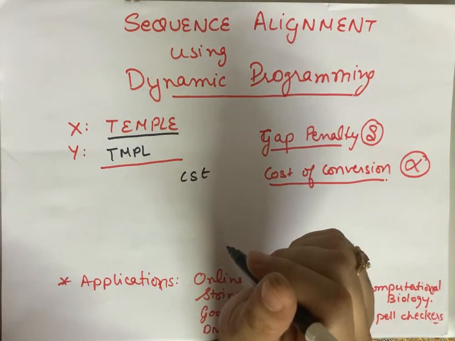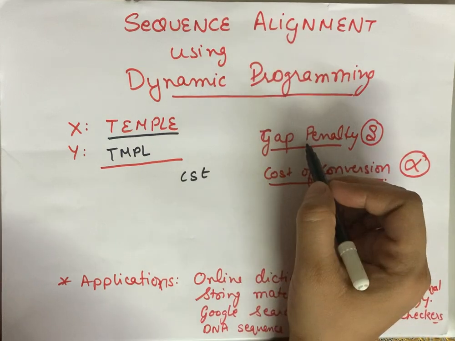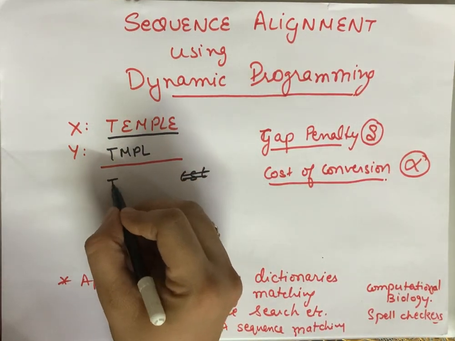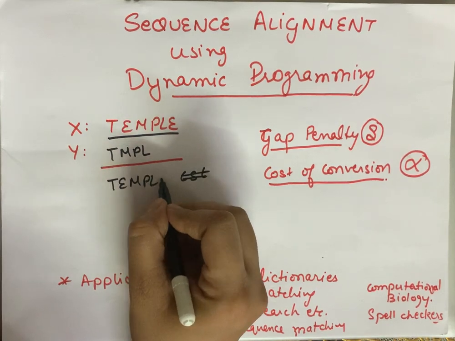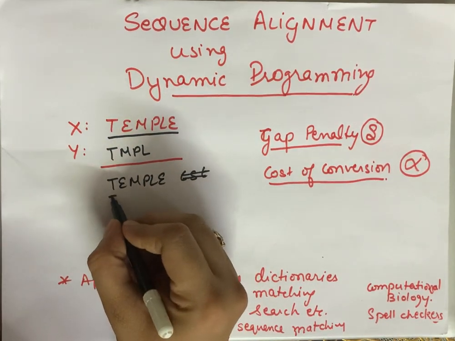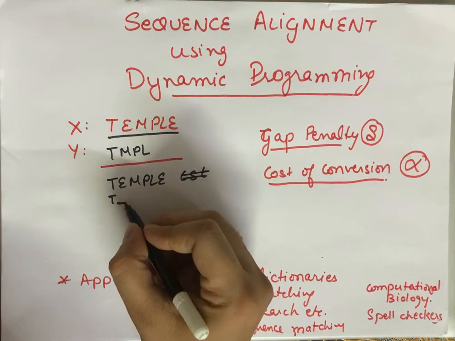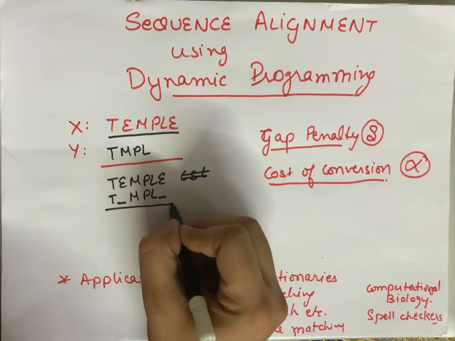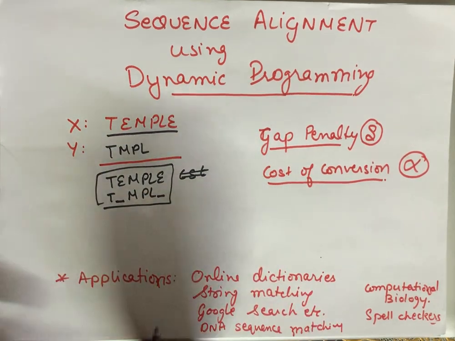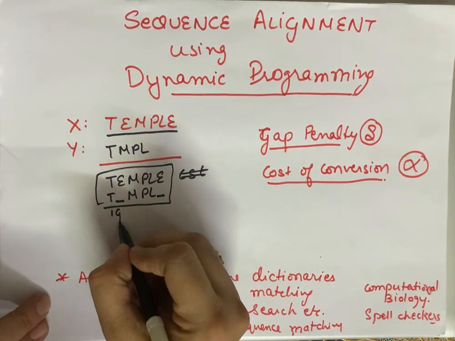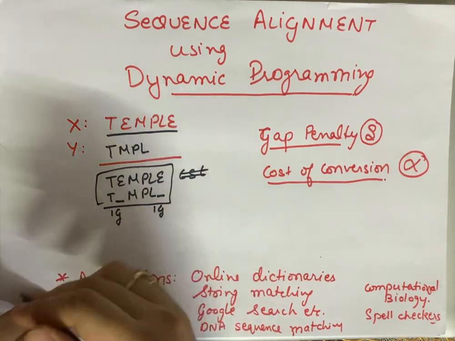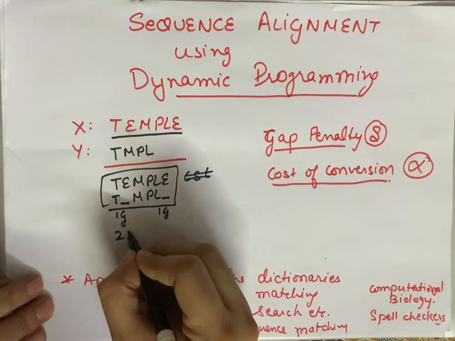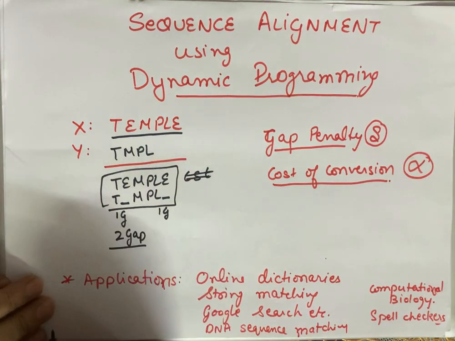To align, what do we have to do? There are multiple ways of aligning this. One way is we have temple, which is one sequence. Another is T, and we add a gap here. Then we have MPL and we add another gap. Now these two sequences are aligned. So we have one gap and one gap. So the cost of aligning these two sequences is two gaps cost, right?